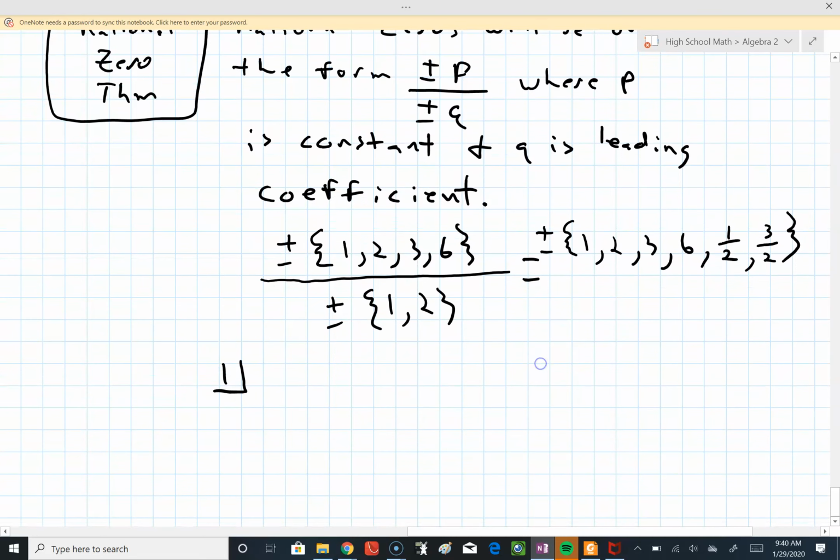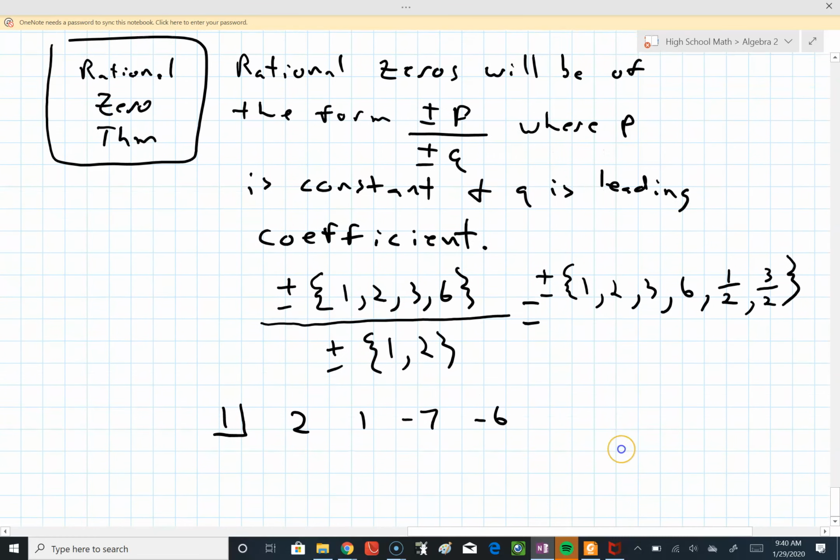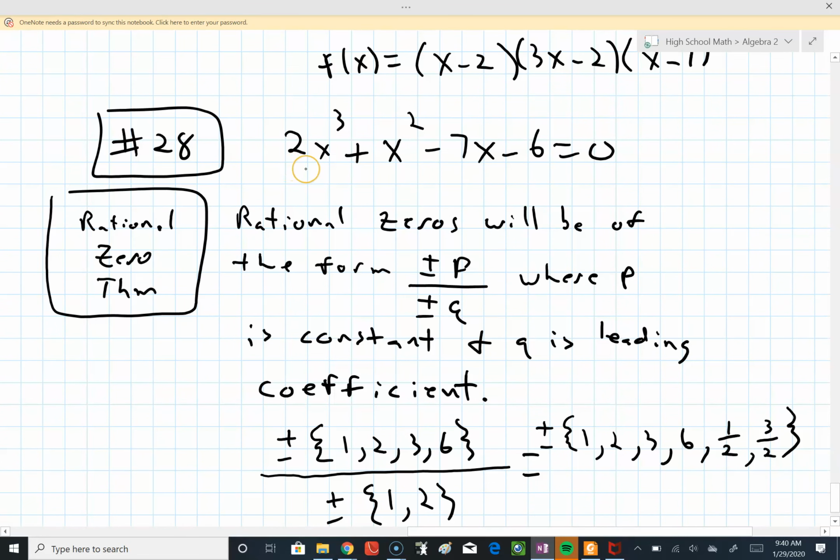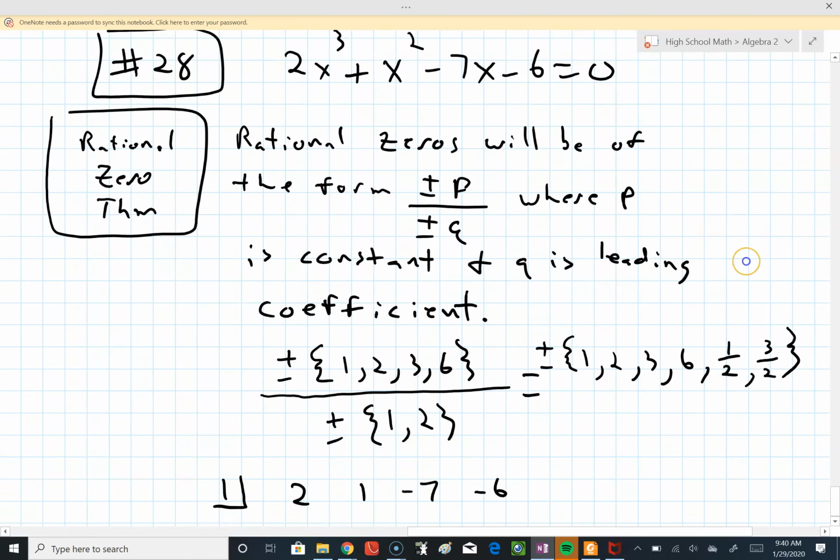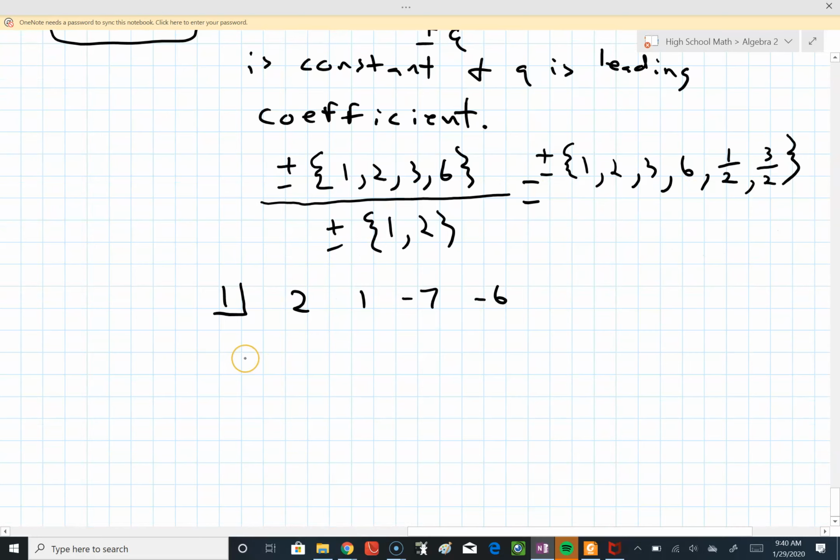Stripping off my coefficients, in this case it is 2, 1, -7, and -6. Any questions about that? That's from this problem. 2, 1, -7, -6. Questions? 2, 1, -7, -6. All right. Now I'm performing synthetic division. Who can walk me through this?